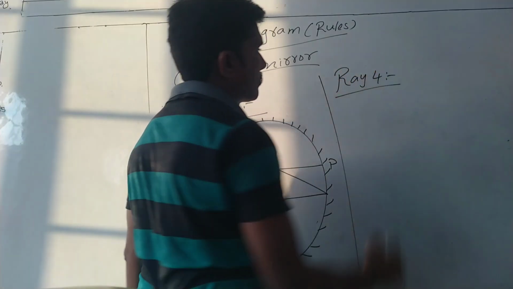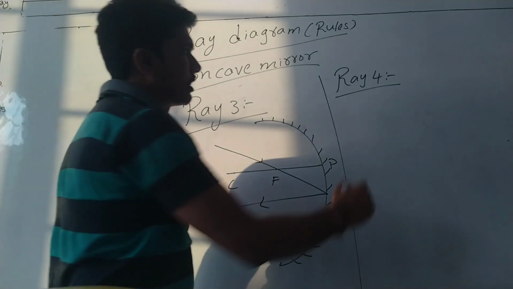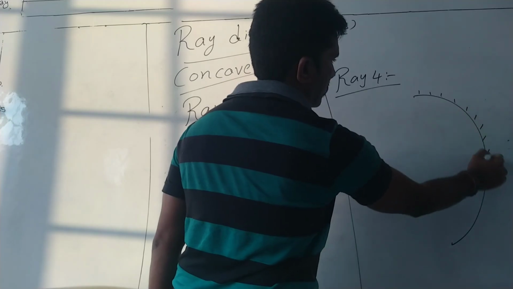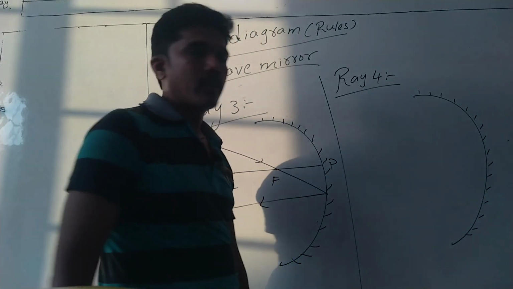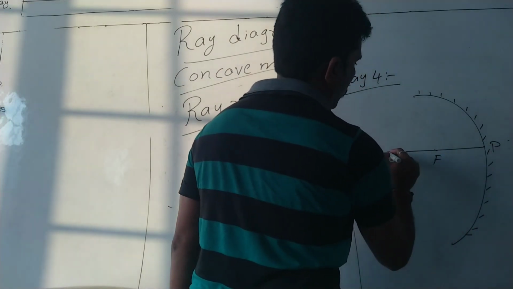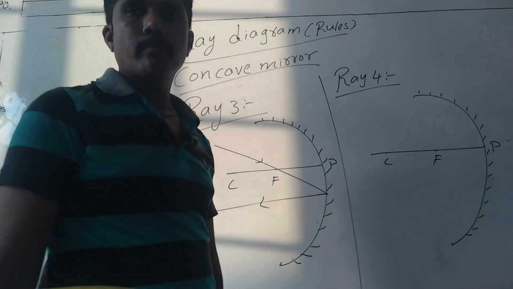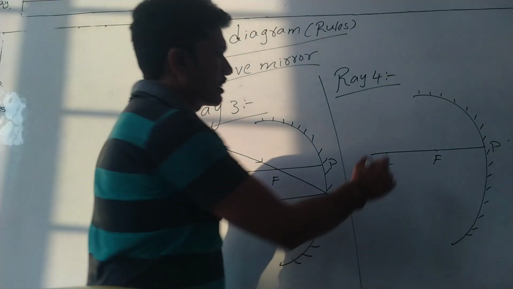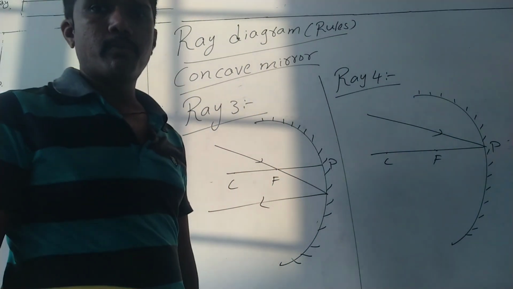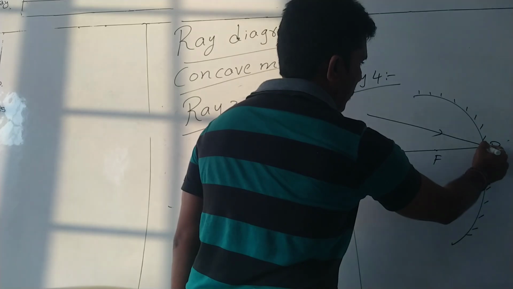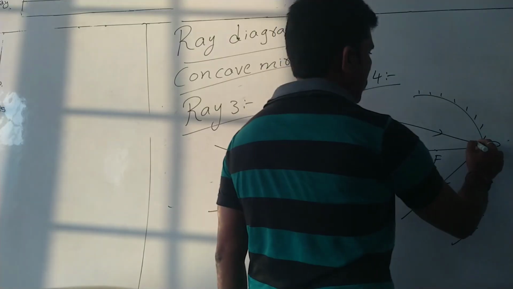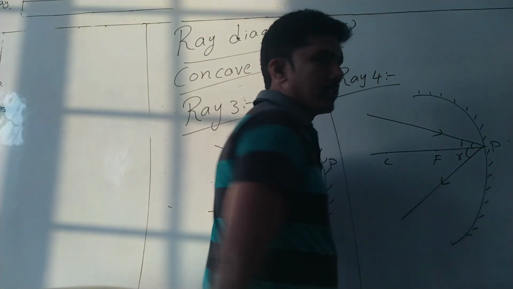That is for ray 3. Ray 4, the last case. You can draw one concave mirror. Take one straight line, that is the principal axis. Here the angle, here C. The incident ray meets the pole. It is reflected with the same angle. We take the incident angle, and the reflected ray is also taken at the same angle.